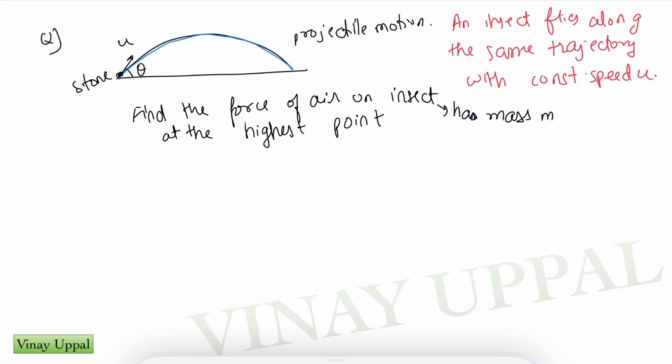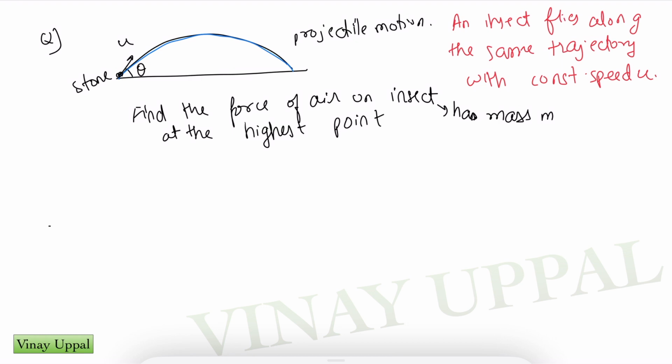Okay, so the key point here is to realize that the trajectory is the same for the stone as well as the insect, and therefore the radius of curvature at every point of the trajectory is going to be the same. Radius of curvature depends only on the geometry of the trajectory. It doesn't depend on the motion of the particle or the insect as long as the trajectory is the same.